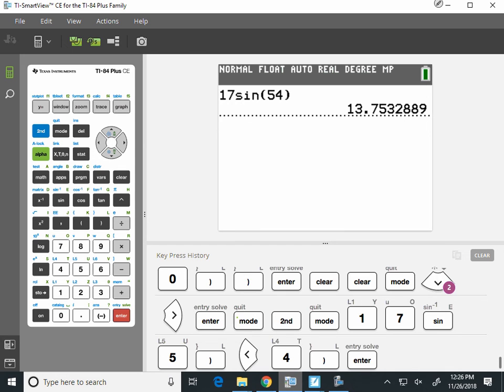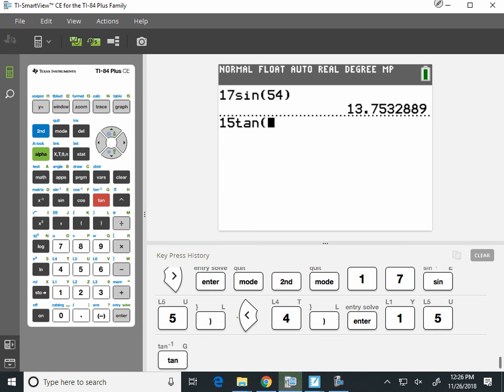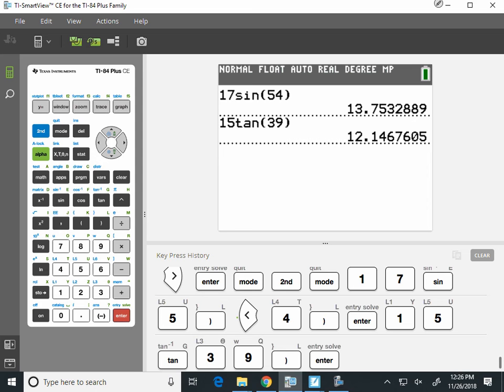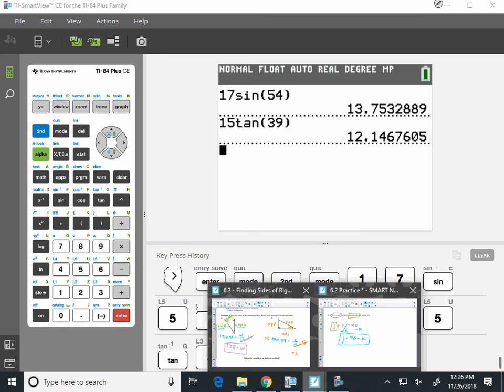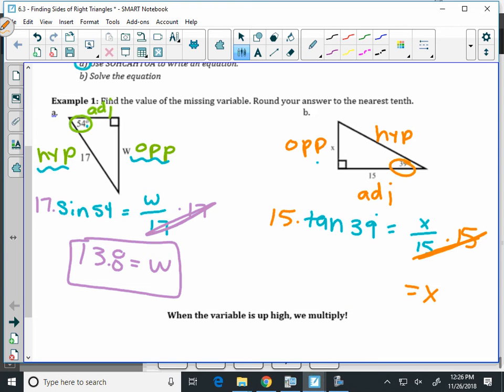You're going to do 15, tangent, 39. So, 12.1. Did anyone not get that answer? 12.1. If we knew what the hypotenuse was, and we did the Pythagorean theorem, we would get 12.1 as well. Okay? You could actually now do the Pythagorean theorem to figure out what the hypotenuse is. Questions over that?